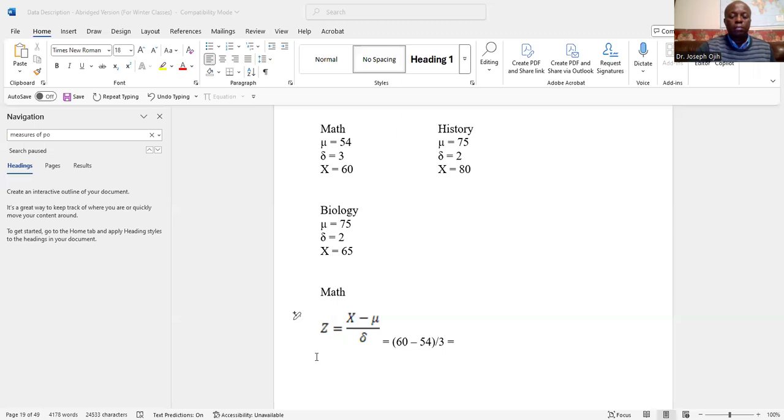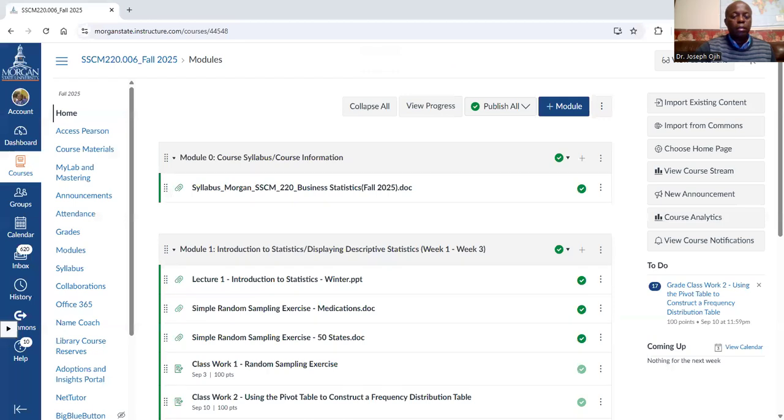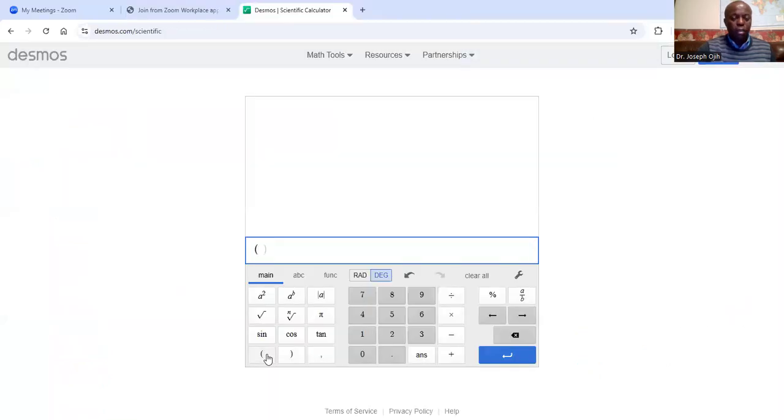I'll take you to the calculator so we can calculate this. We have 60 minus 54 divided by 3 as the standard deviation. That gives 2.0. We usually write the answer in 2 decimal places, 2.00.